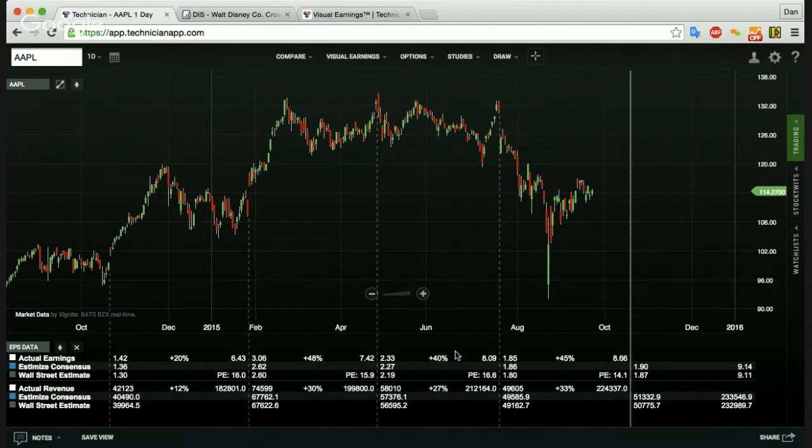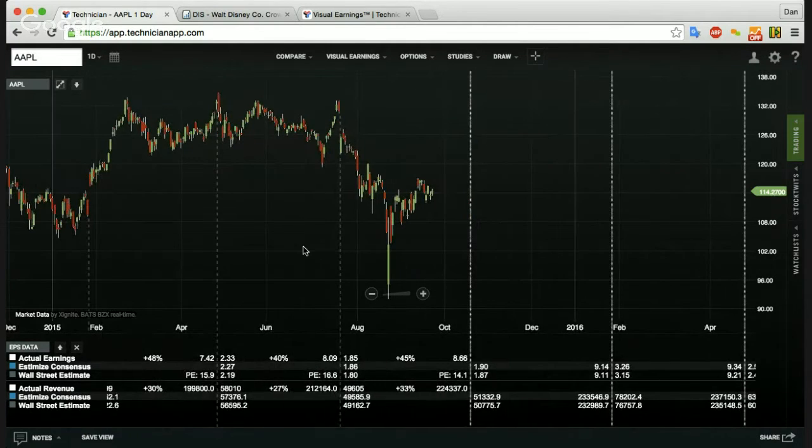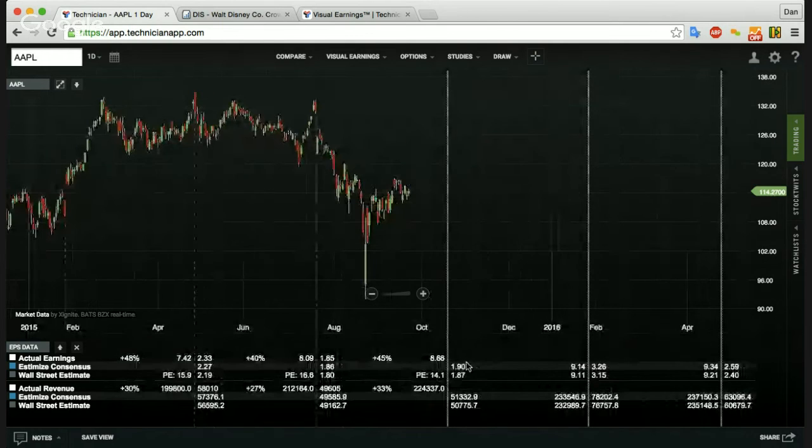We can also see things like quarter-on-quarter growth. So this quarter versus the same quarter a year ago, we can see annualized earnings, and then the price-to-earnings ratio it was trading at as of the day of the earnings release. So we can see all of that, as well as, of course, off into the future, what the Estimize consensus is, what the Wall Street consensus is for each quarter out into the future.